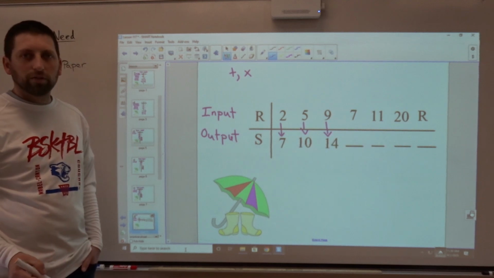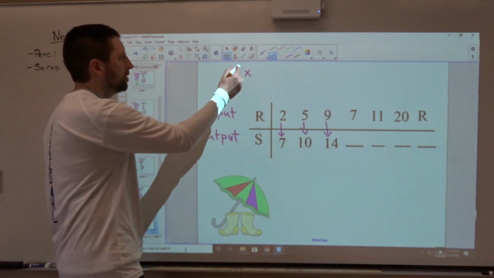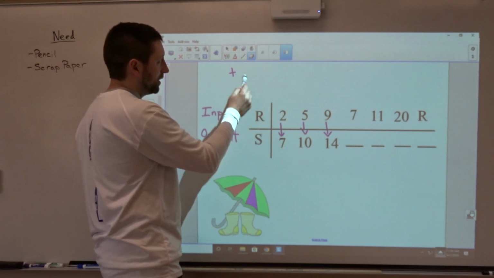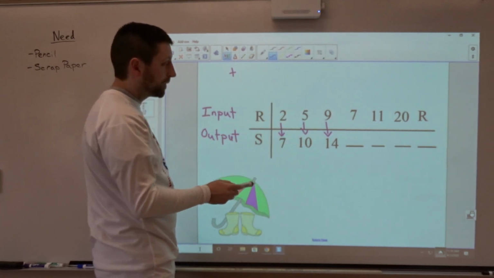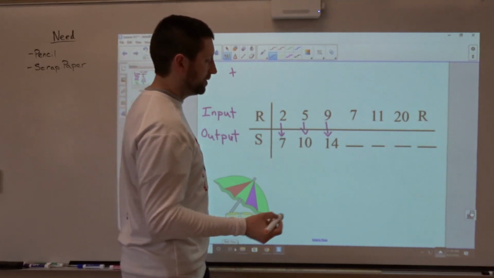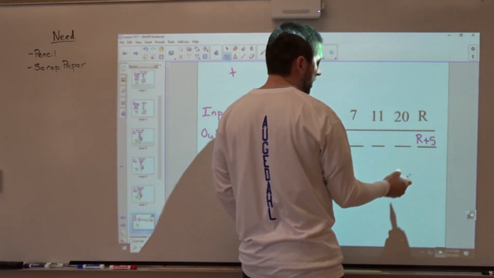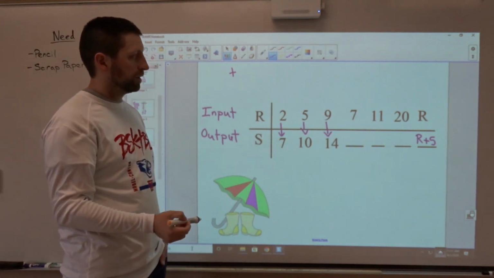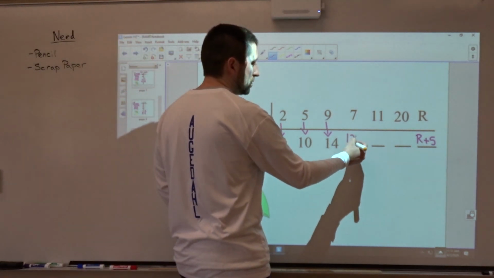Well, how do you get from 2 to 7? I can't multiply a number to get from 2 to 7, so I know that it's probably not multiplication. But if I add 2 plus 5, I can get to 7. If I add 5 plus 5, I get to 10. And if I add 9 plus 5, I get to 14. So I know my rule should be R plus 5. R plus 5, that will tell us the letter S. Well, what's 7 plus 5? 7 plus 5 is 12.